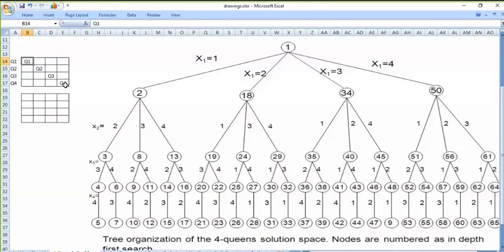Now let us try to draw only those things which are valid. Let me use the annotation over here. Let me enable it.